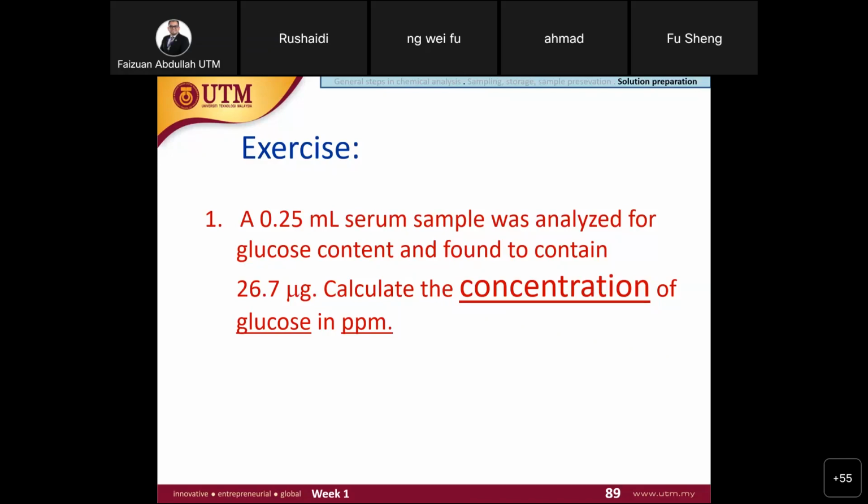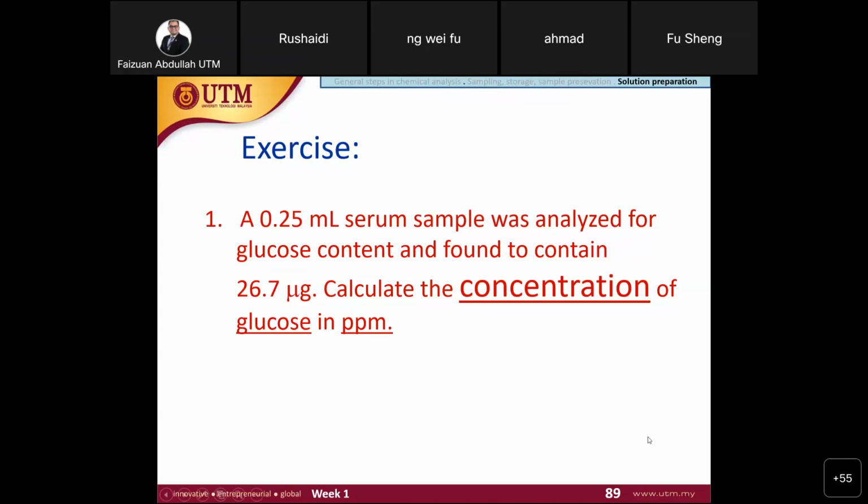Microgram per milliliter also can. And if you want to change it, you can also change to milligram per liter. So it is directly divided. So you got 106.8. Right, good. So that is ppm. Or you can write it as milligram per liter or microgram per milliliter. But normally we write milligram per liter.